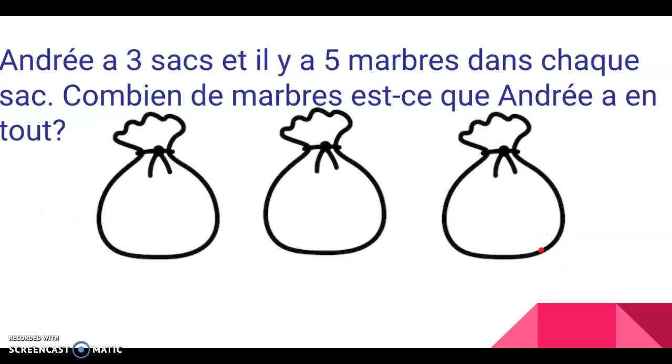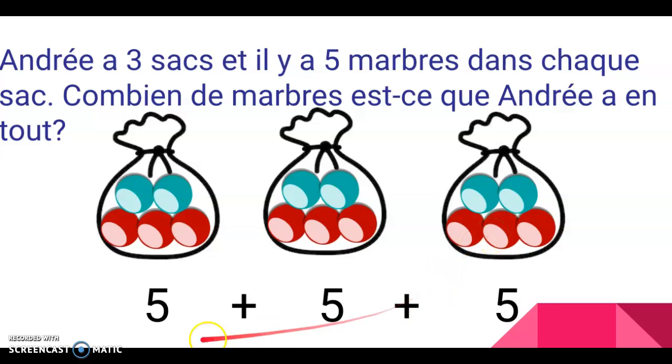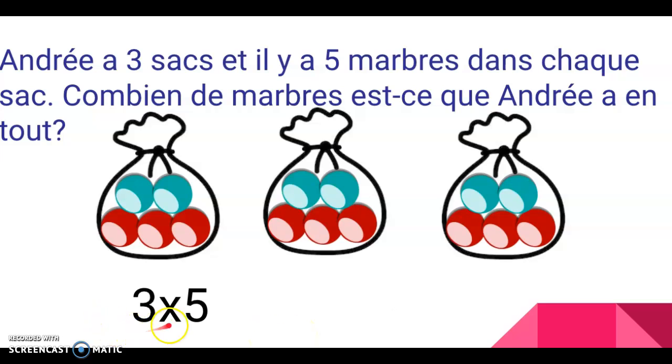So let's draw it out. Here I've drawn 3 bags, and then I'll add 5 marbles to each bag. So we can use addition, 5 plus 5 plus 5, because 5 marbles in this bag, 5 marbles in this bag, and 5 marbles in this bag. But that's a repeated addition, and we know that a repeated addition can be turned into a multiplication question. So it's 3 times 5, because we have 3 groups of 5, 3 bags, and in each bag there are 5 marbles. And because we've been studying multiplication for a few weeks now, we already know that 3 times 5 equals 15.